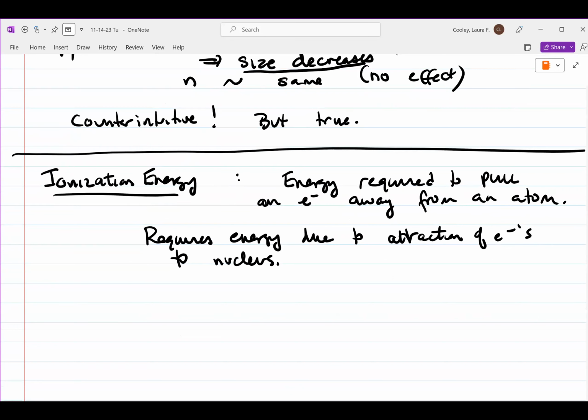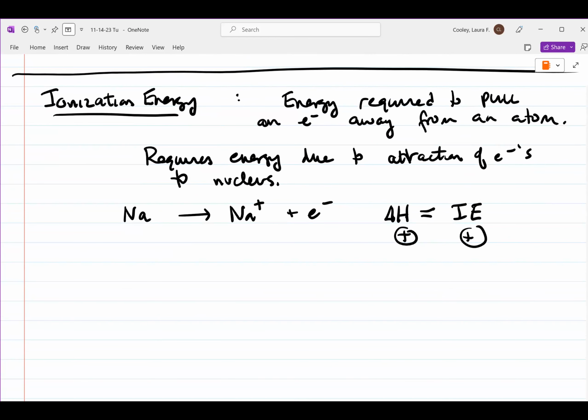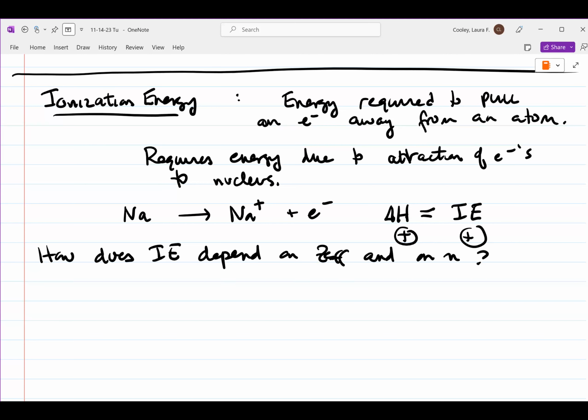Okay, so for example, if you took sodium and you end up with a sodium ion and an electron, the delta H for this process is the ionization energy, or the IE, for sodium. Okay, and both of these are positive. It requires energy. So how would this property depend on Z effective and N? We call this IE. How does the ionization energy depend on Z effective and on N?